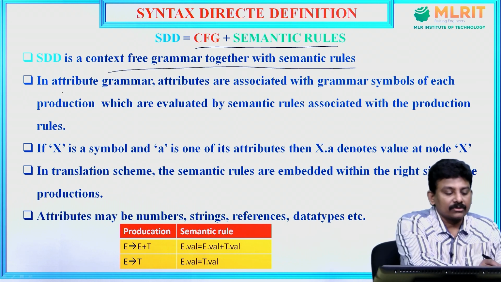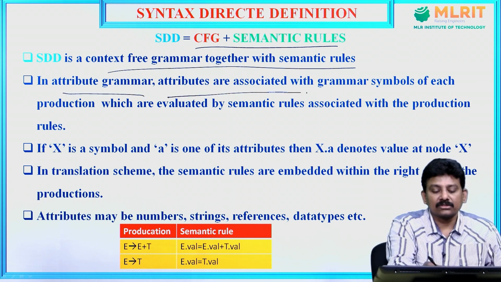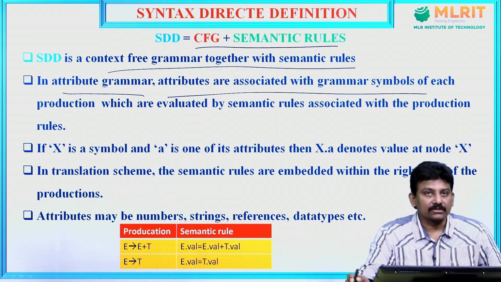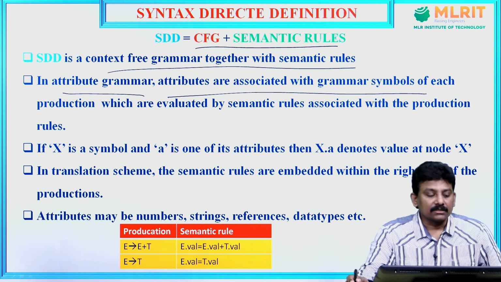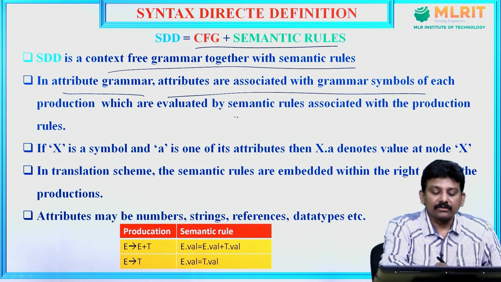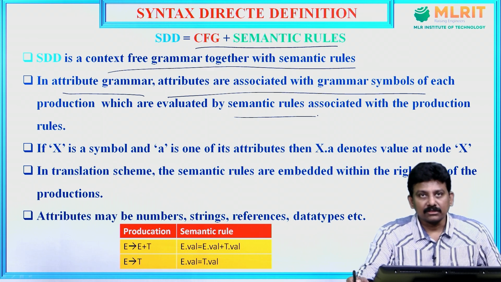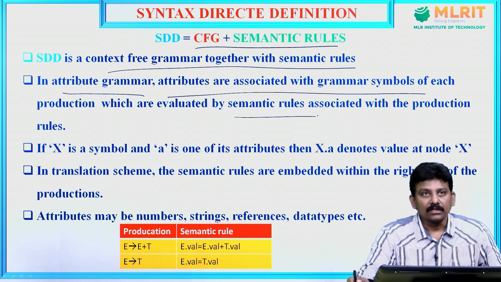In attribute grammar, attributes are associated with the grammar symbols of each production, which are evaluated by semantic rules associated with the production rules. A grammar with attributes is called an attribute grammar. Each grammar symbol is associated with an attribute value. That value is evaluated by using semantic rules. For each production rule, a semantic rule is associated in the grammar, in the SDD.